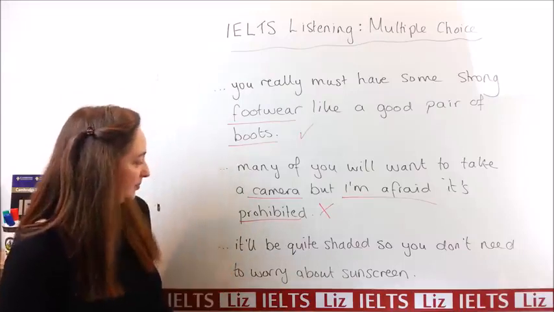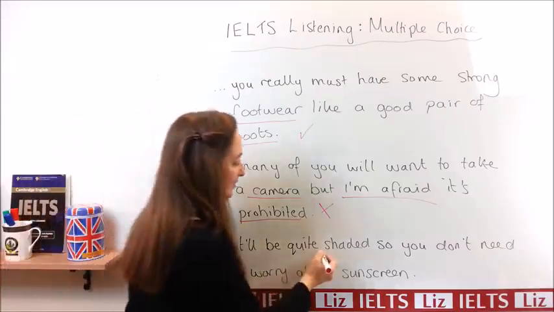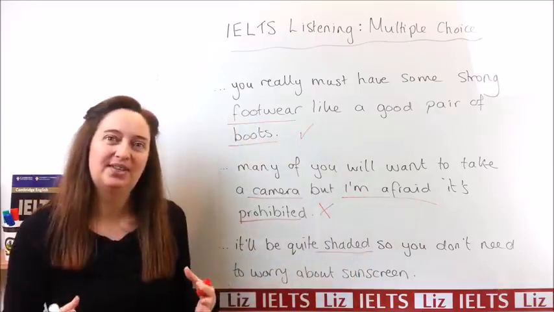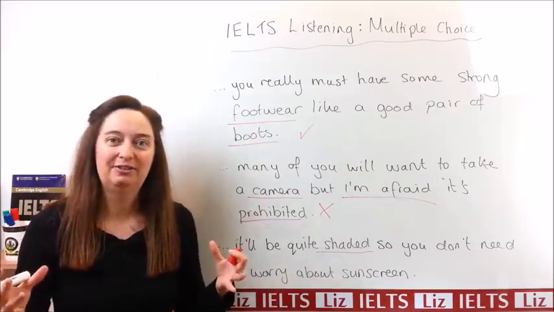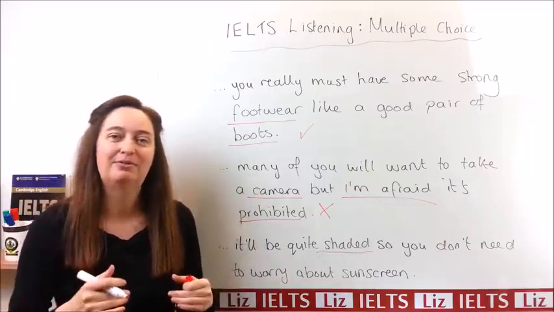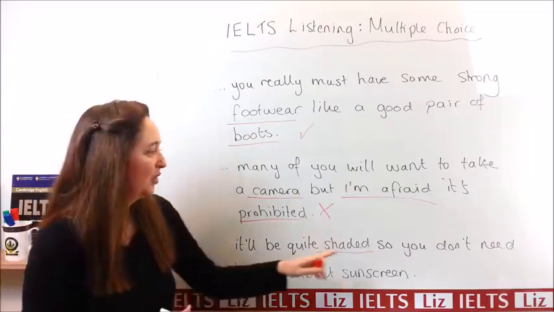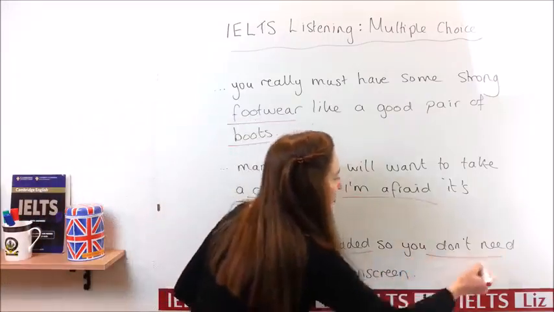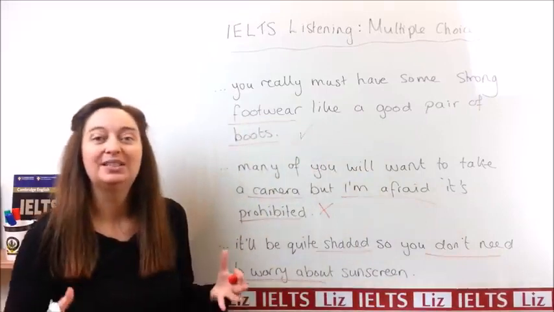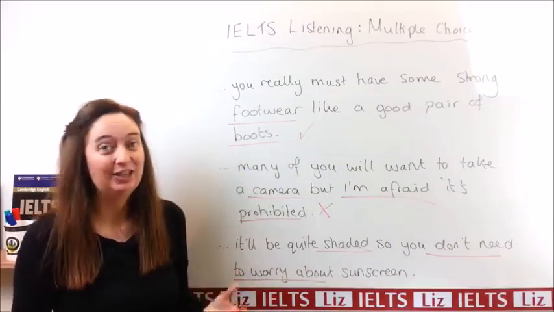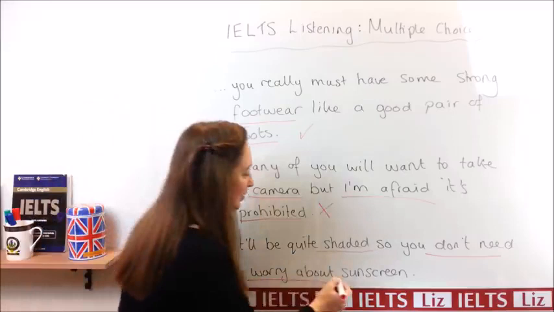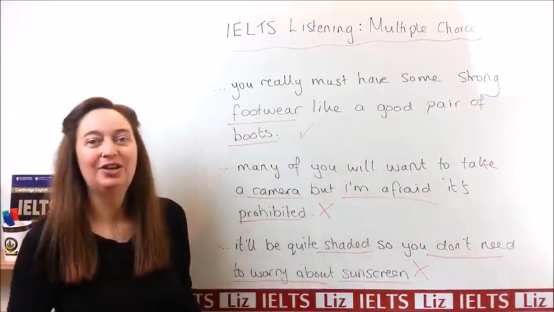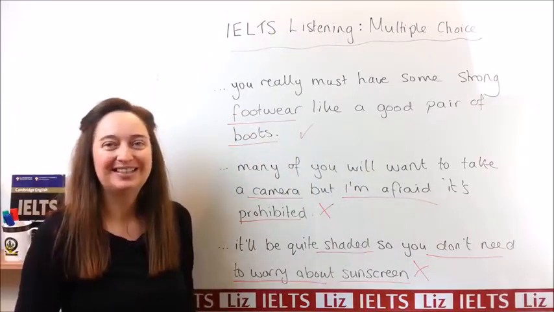The next one. It'll be quite shaded. Now, shaded means protected from the sun. There are so many trees in the rainforest, the sun cannot come through. It's shaded. So you don't need to worry about. You don't need to worry about means you don't need it. It's not necessary, you shouldn't take it. You don't need to worry about sunscreen. So that's the next option gone. Let's look at the others.